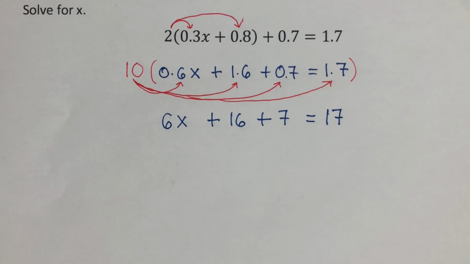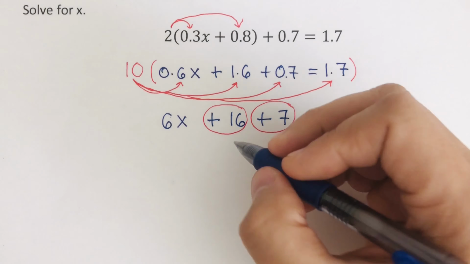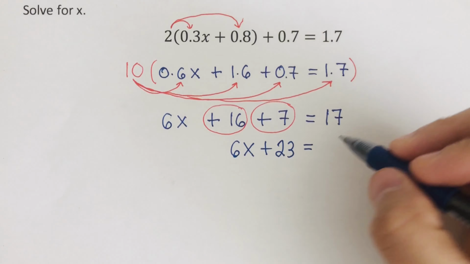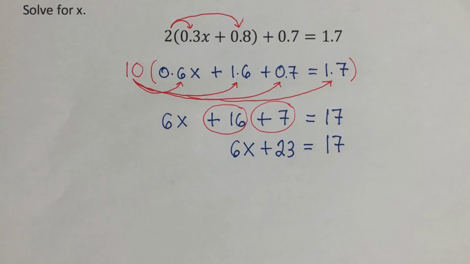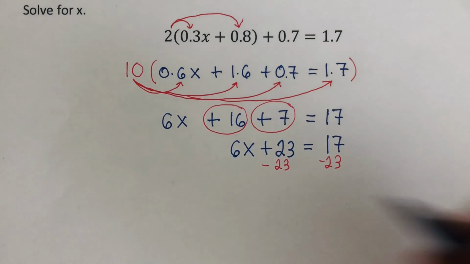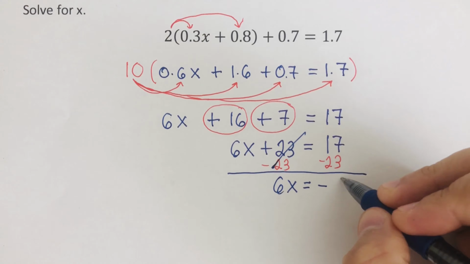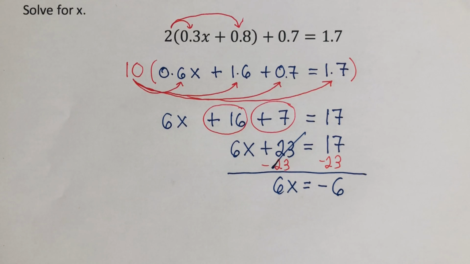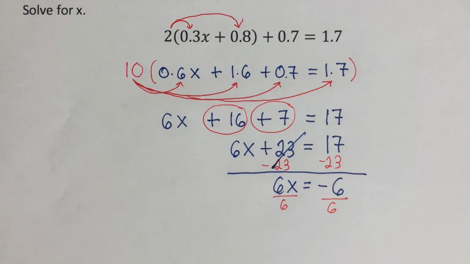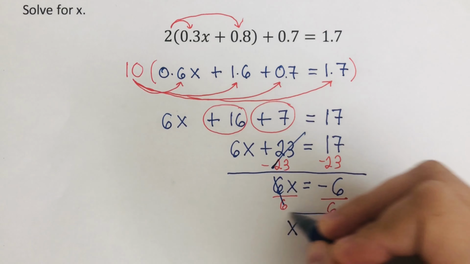And then from here, we can combine like terms. So we have these two constants here that can be combined together. So this would come out 6x plus 23 equals 17. So then we want x by itself. So we're going to subtract 23 from both sides. So then we are left with, we can cross this out, 6x equals negative 6. And then from here, we want x by itself. So we're going to divide 6 from both sides. So then we are left with x is equal to negative 1.